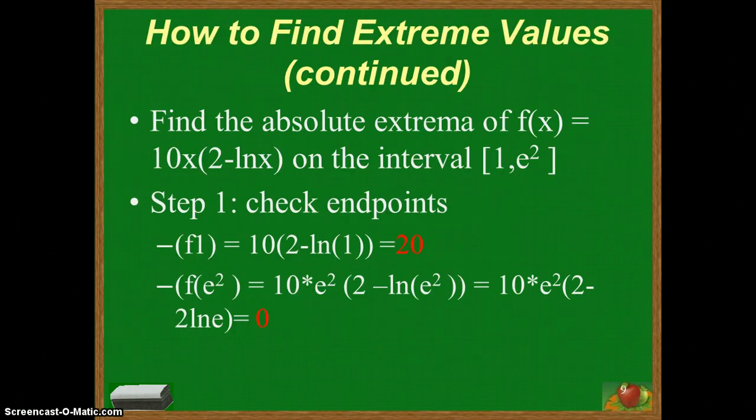Again, how do we find extreme values? Let's try one. Let's say that f of x equals 10x times the quantity 2 minus the natural log of x on the closed interval 1 comma e squared.